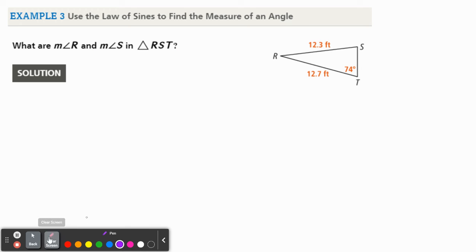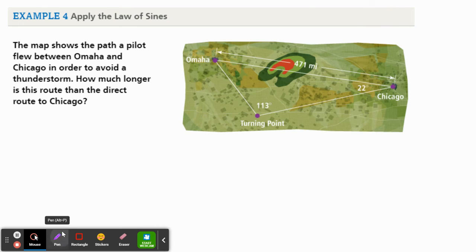Okay? All right, and then last but not least, back to normalcy, number 4. It says the map shows the path a pilot flew between Omaha and Chicago in order to avoid a thunderstorm. How much longer is this route than the direct route? So this would be the direct route right here, this 471. Our job is to find these two lengths. I'm going to call this one X, and this one Y. So we need to find those.